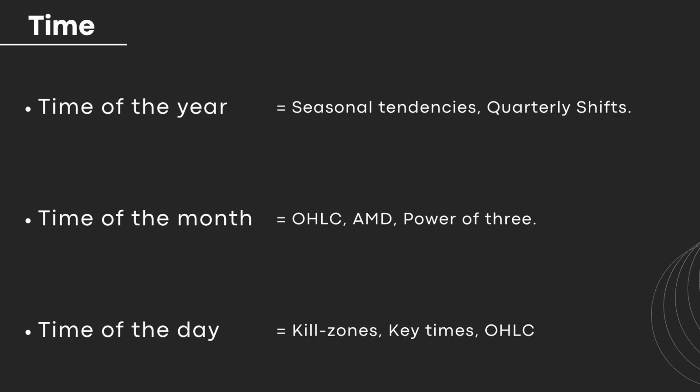Next up we've got the time of the month. If you want to find high probability and key times within a month, meaning you want to find high probability weeks, then for that you can use concepts like the open high low close concept, which will help you divide the monthly candle or the monthly range into quarters. And you can also use AMD, which will help you profile the markets, or you can use the power of 3 to build a narrative. For dividing the daily range, we've got concepts like kill zones, key times, and the open high low concept, right?